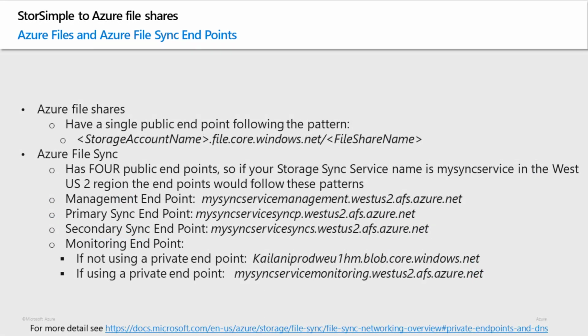To accomplish this, the Azure File Sync protocol uses 4 public endpoints, as you can see on this slide. These are a management endpoint, a primary sync endpoint, a secondary sync endpoint, and a monitoring endpoint. The AFS URLs shown on this slide assume that your storage sync service is called My Sync Service and that it is in the West US 2 region. Of course, it will be different in other regions.